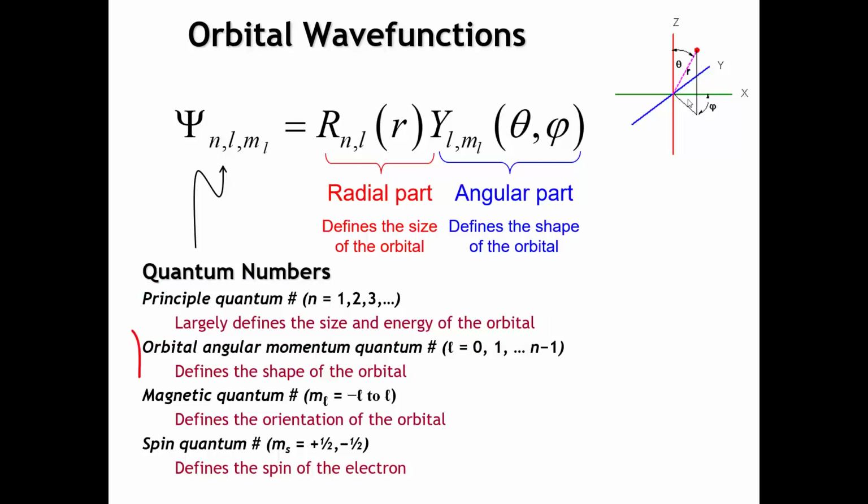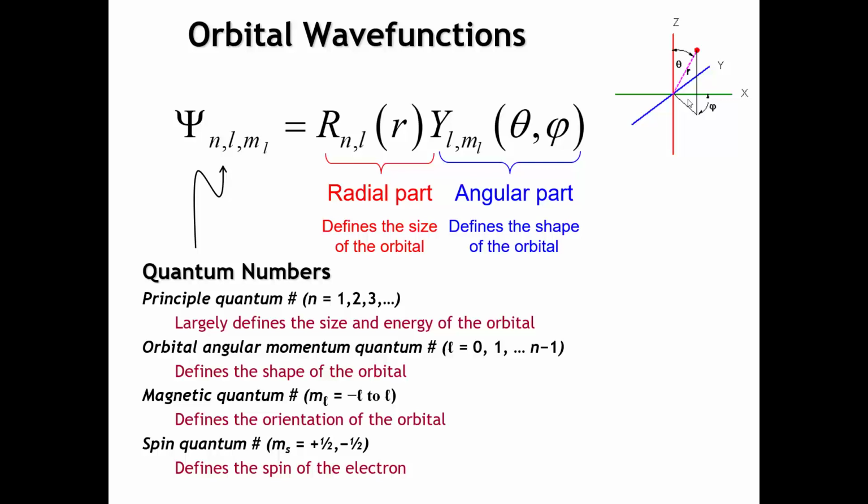Then we have the orbital angular momentum quantum number, sometimes called the azimuthal quantum number, and this is going to define the shape of the orbital. So as we'll see on a slide or two, the value of the orbital angular momentum quantum number tells you if you are in an s orbital or a p orbital or a d orbital. The allowed values of this quantum number range from 0 up to n-1, where n is the principal quantum number. And in a multi-electron atom, both the principal quantum number and the orbital angular momentum quantum number determine the energy of that orbital.